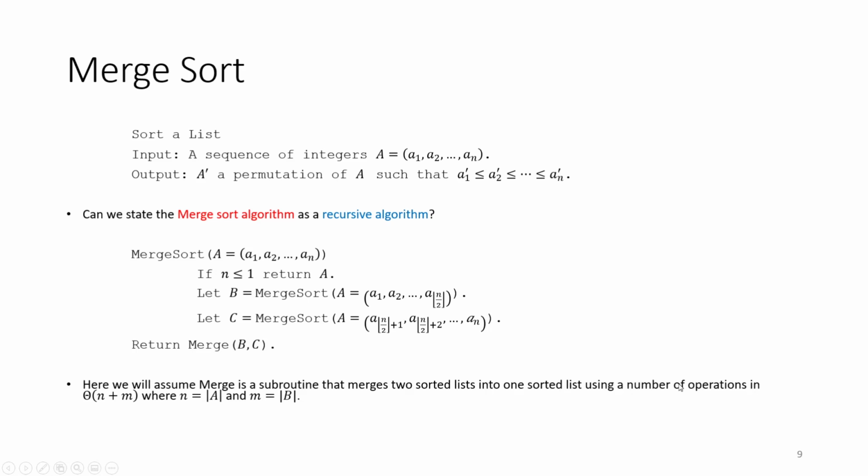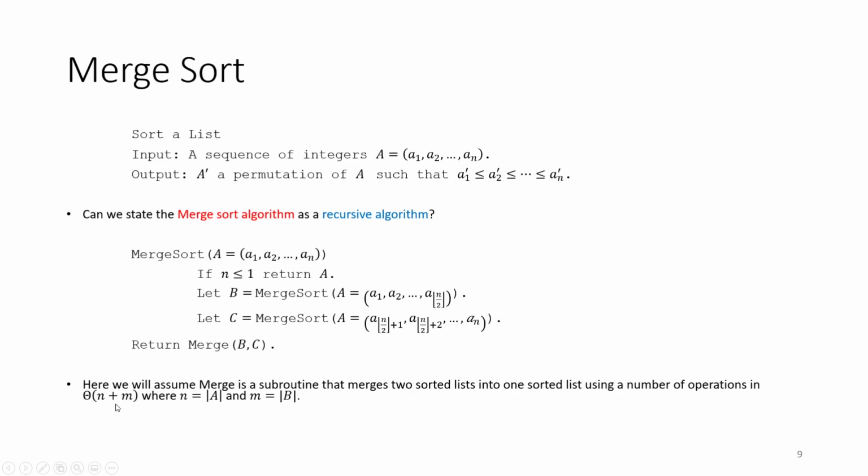But the important thing for us is that it's going to use a number of operations in theta of n plus m, where n is the size of A and m is the size of B. I've got this notation a little off from what my pseudocode here is. This should be B and C, but the goal here is, of course, of the 2 lists that we pass in here, one might be of size n, the other might be of size m.